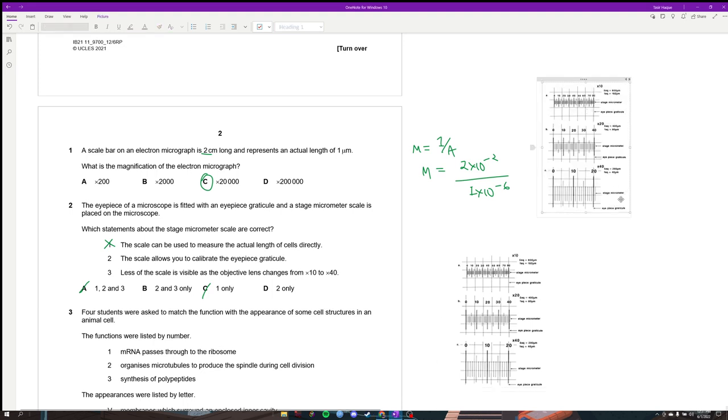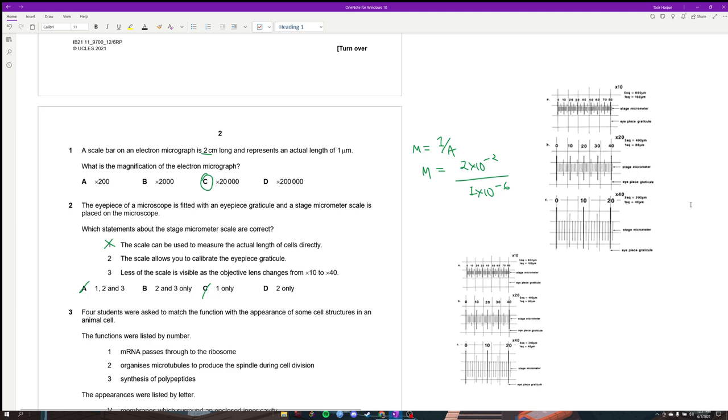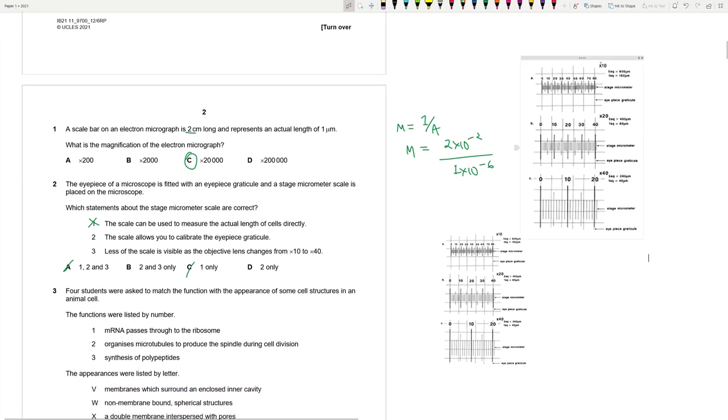Is this better? So as you can see, what's happening basically, as we zoom in from 10x to 20x to 40x, the stage micrometer, before we could see 80 divisions, right? Now at 20x we're seeing 40 divisions, and at 40x we're seeing 20. That's the stage micrometer. But what about the eyepiece reticle? We always see the same divisions of the eyepiece reticle. That never changes. We need both to find out the actual length. Okay, so 2 and 3 are correct. Less of the scale is visible as the objective lens changes from 10 to 40. If it was for an eyepiece reticle, 3 would have been incorrect. But since it's for stage micrometer, this is correct. So the answer should actually be B.